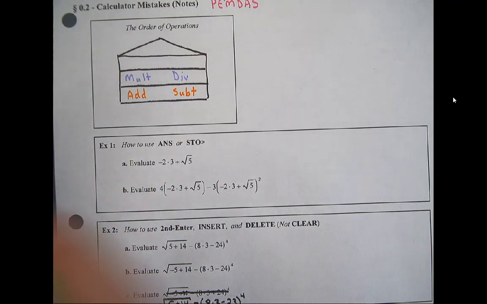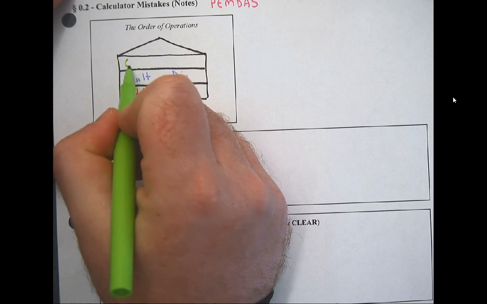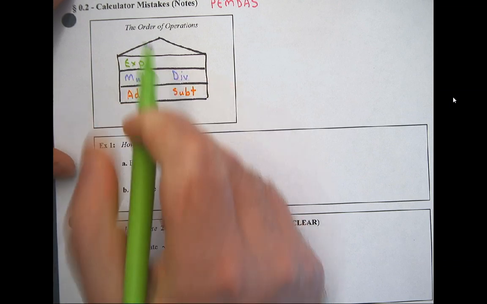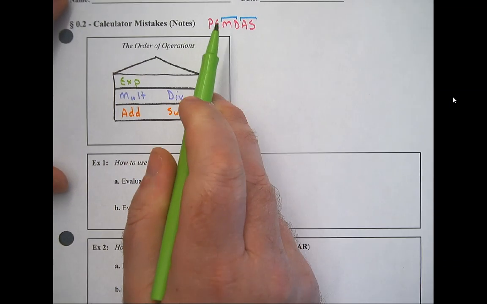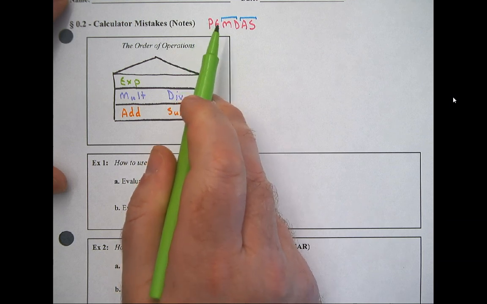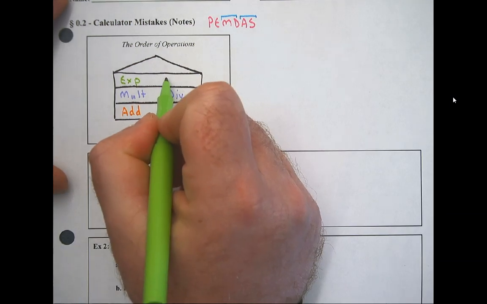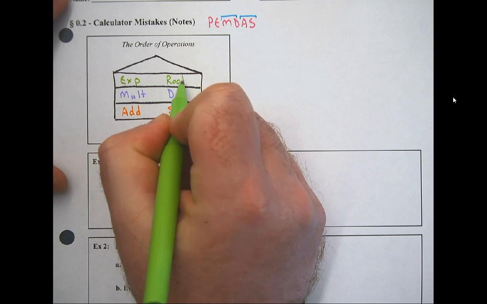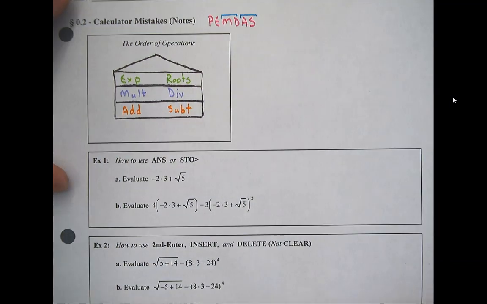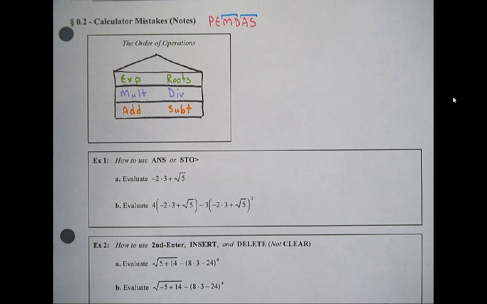And then the top level, exponents, and this is why I like the house better than I like please excuse my dear Aunt Sally, because that does not include the inverse of exponents. Exponents' inverse, roots. So if I wanted to kill a squared, we'd kill that with a square root. If we wanted to kill a cubed, we'd kill that with a cube root, a fifth with a fifth root, and so on.